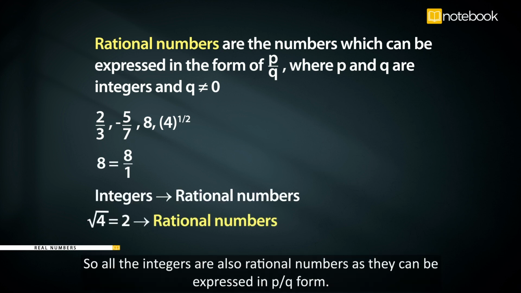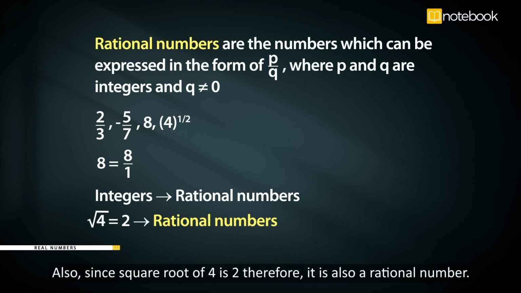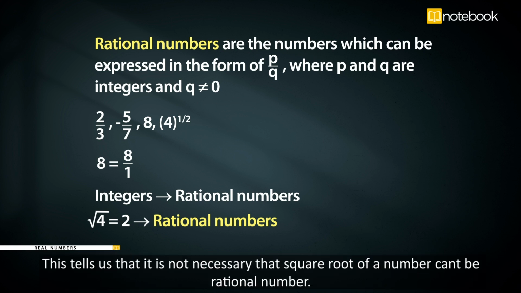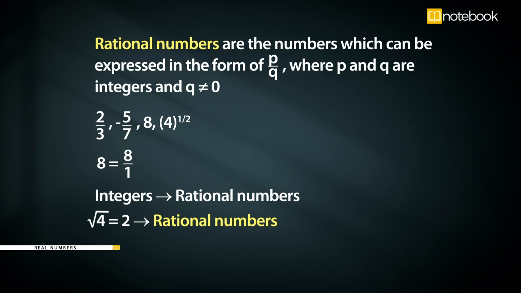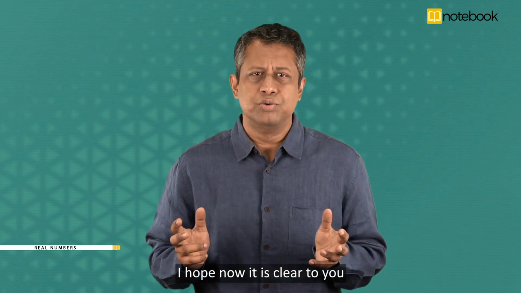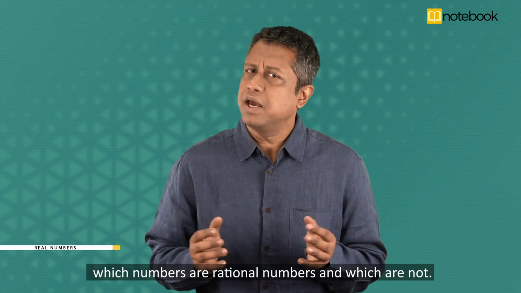So all the integers are also rational numbers as they can be expressed in the p by q form. Also, since square root of 4 is 2, therefore it is also a rational number. This tells us that it is not necessary that the square root of a number cannot be a rational number. I hope now it is clear to you which numbers are rational numbers and which are not.